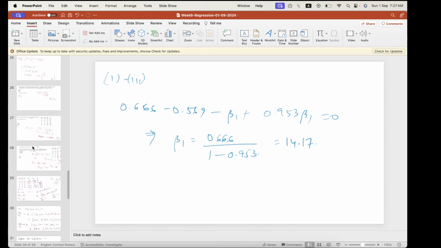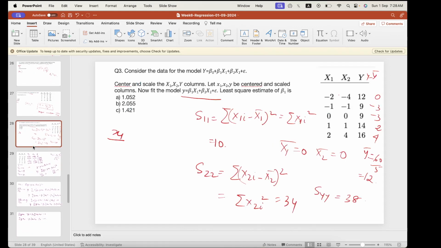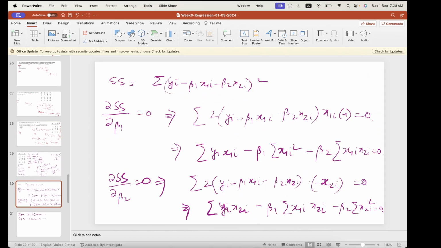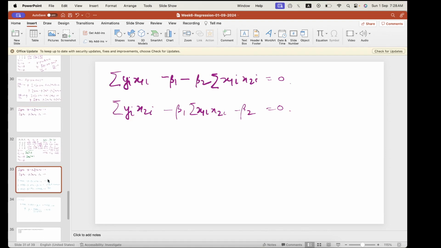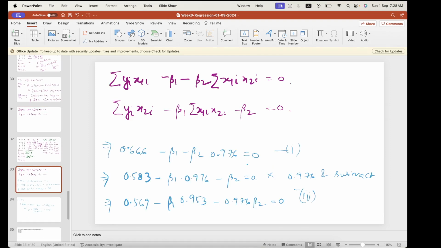Alright, so yeah, we'll find out whether we have this or not. Okay, no. So where is this mistake? Let us find out. Till here we are good. Yeah, so then this one into this one, 0.976 square. 0.976 square is 0.953.